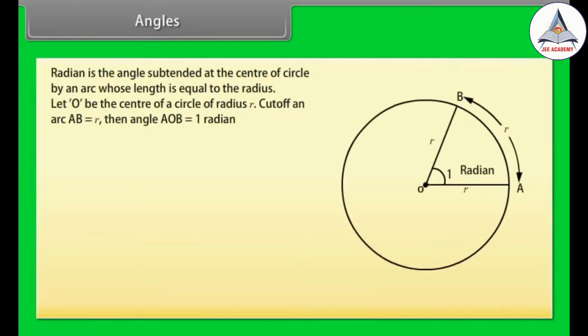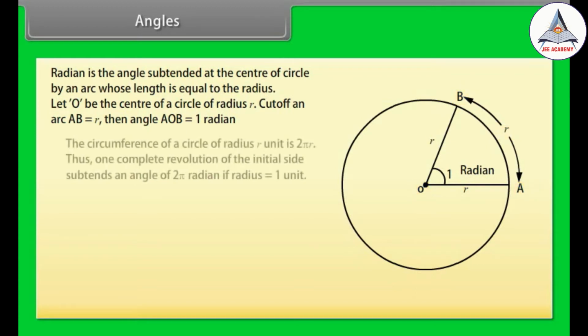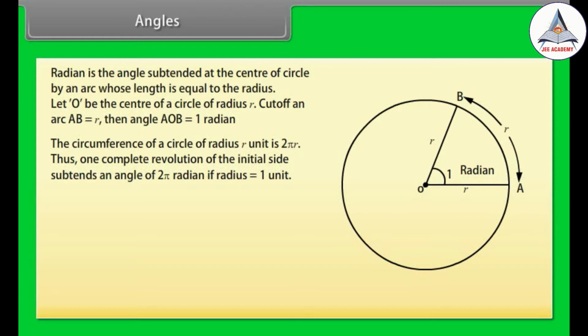Radian is the angle subtended at the center of a circle by an arc whose length is equal to the radius. Let O be the center of a circle of radius r. Cut off an arc AB equal to r. Then angle AOB is equal to 1 radian. The circumference of a circle of radius r units is 2 pi r.